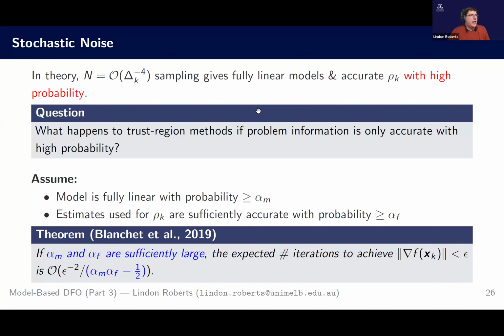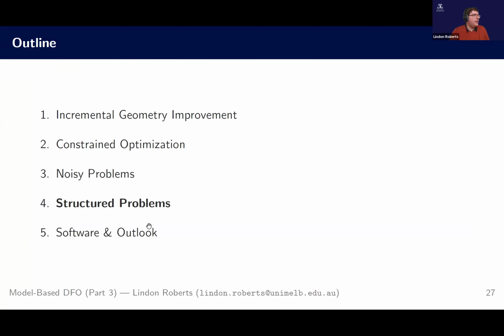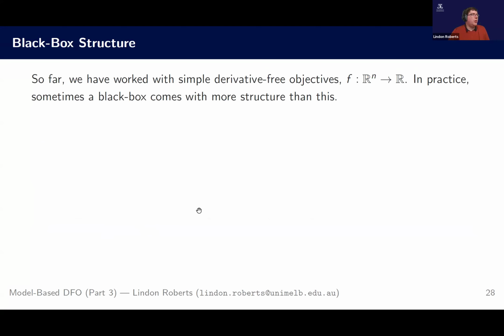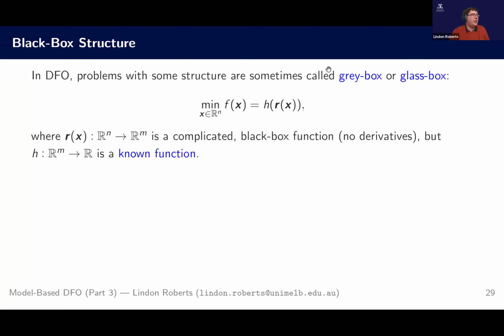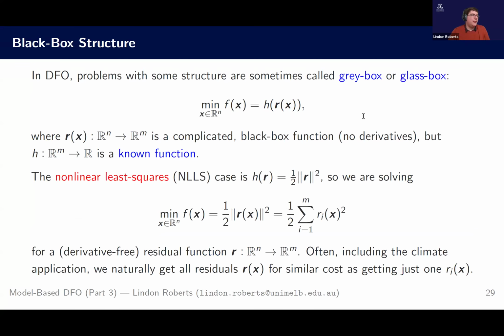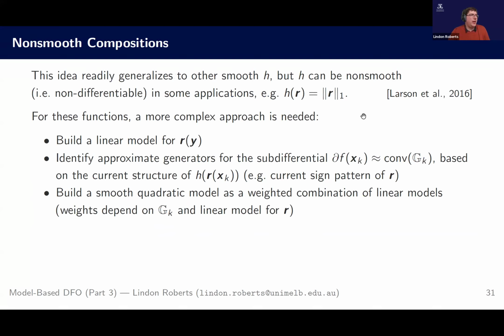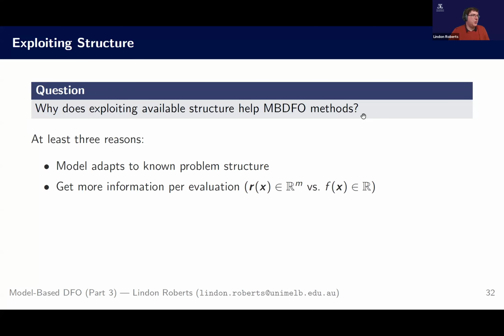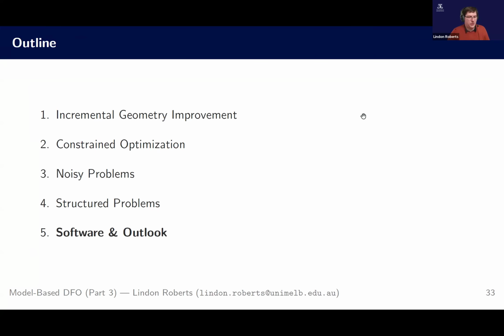Now, I know I'm very close to the end, so I will skip what I mentioned here for structured problems. This is looking at problems where you have some derivative-free information and some sort of more structured problem information. For example, if your function can be written as a composition of some vector-valued function that you don't have derivatives for, and some scalar-valued function that you have complete information about. So what happens if you have some information about the structure of the objective? It turns out that there's more that you can do, and things can be a little bit more careful. And this works when H is both smooth and non-smooth. I don't have time to mention that.